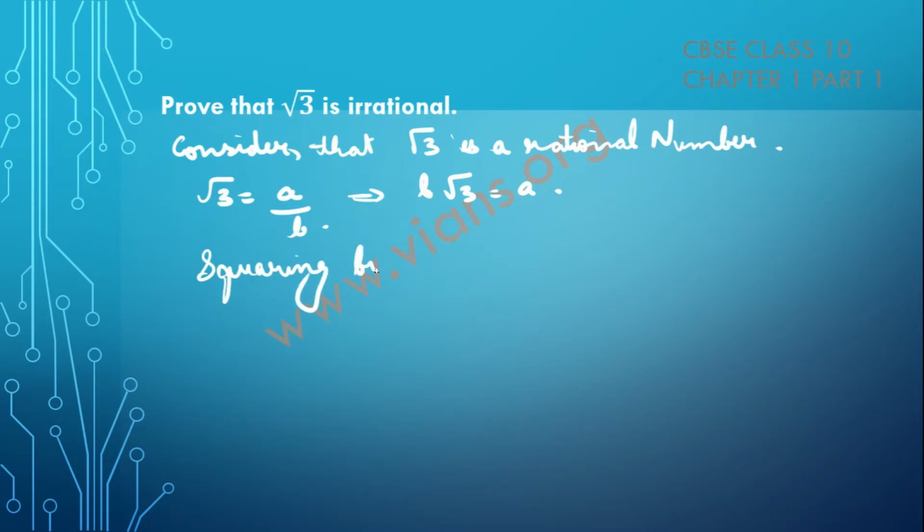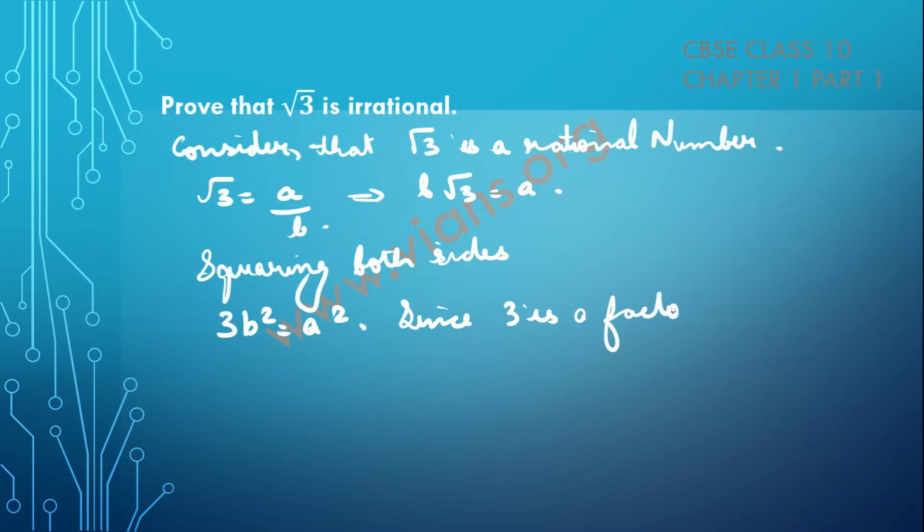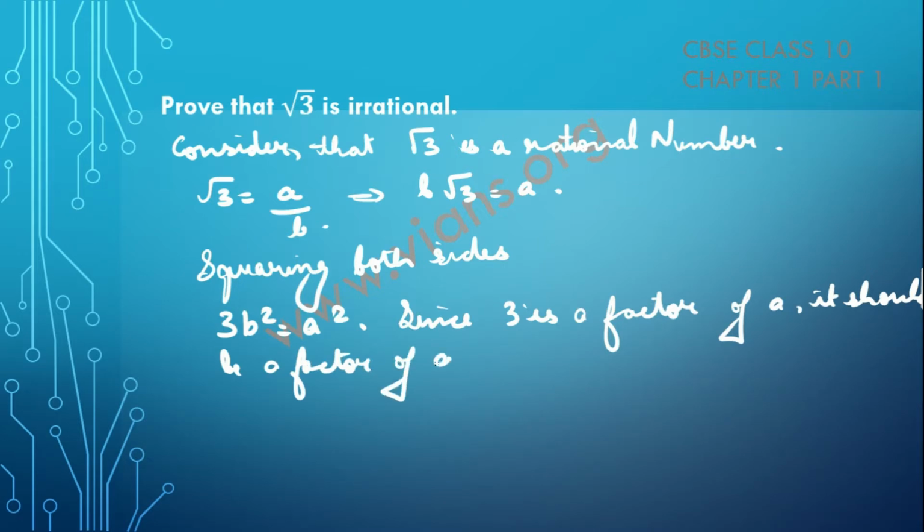Squaring both sides, you're going to get 3b square is equal to a square. Since 3 is a factor of a square, it should be a factor of a as well. If you remember, we had seen this particular theorem.